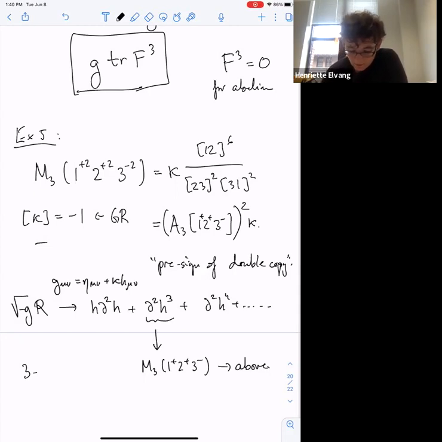The other thing that you do see is that, well, this will come with a coupling kappa, which has to have that same mass dimension -1 as we just talked about.